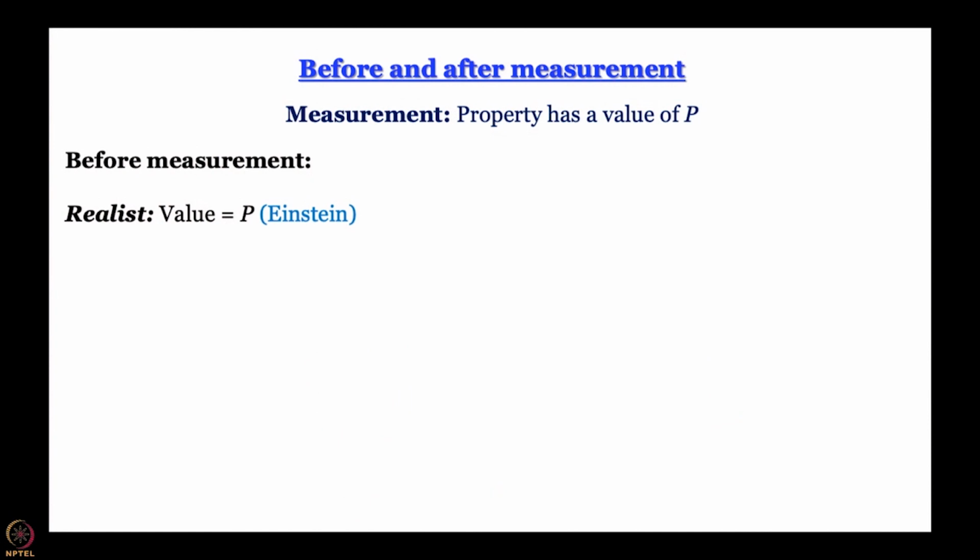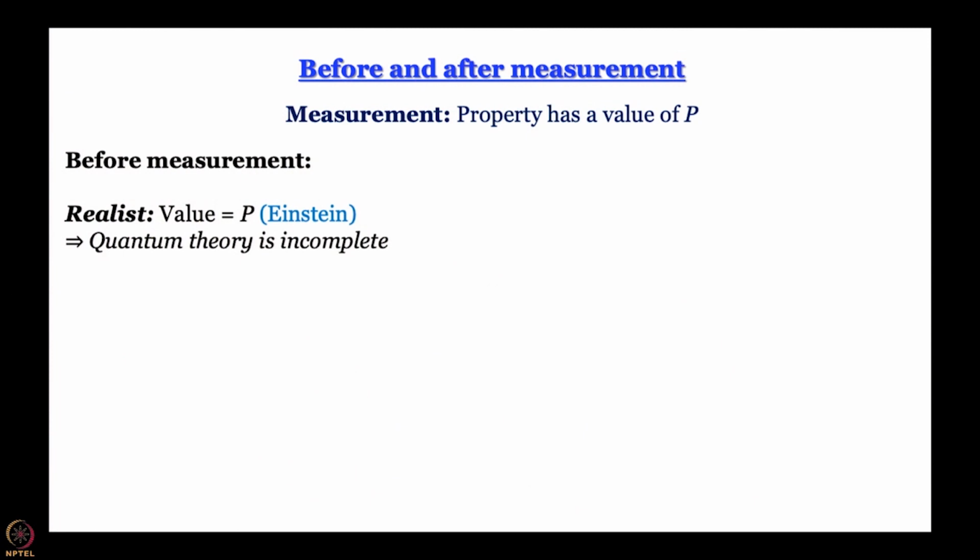So, there are three views, or there were three views about what was the value before the measurement. The first view is called the realist view, and this is what Einstein had. And the view was that the value was p immediately before you measured.